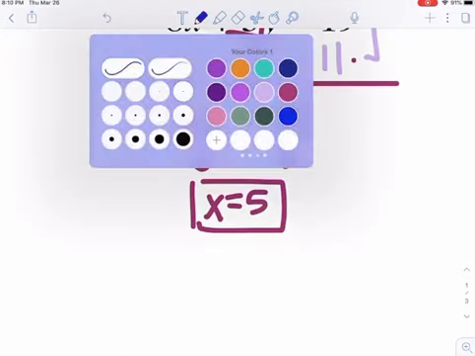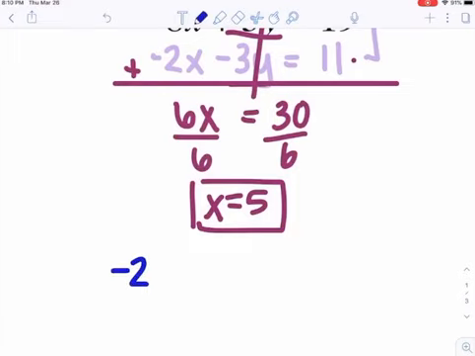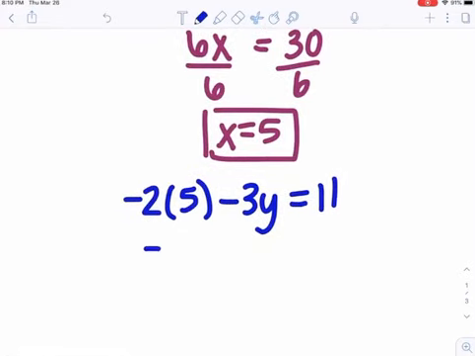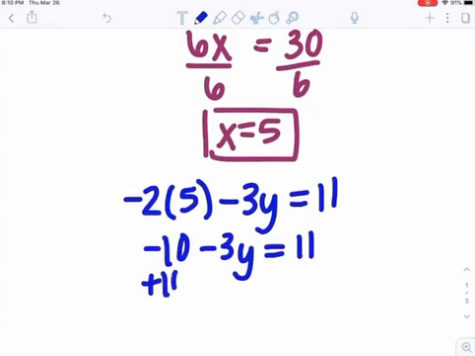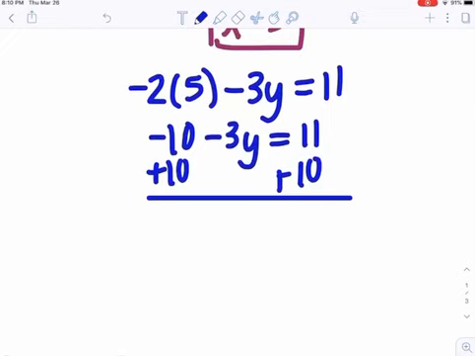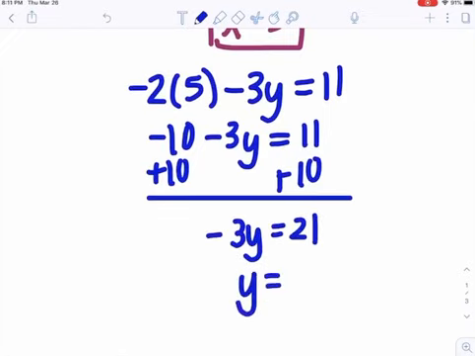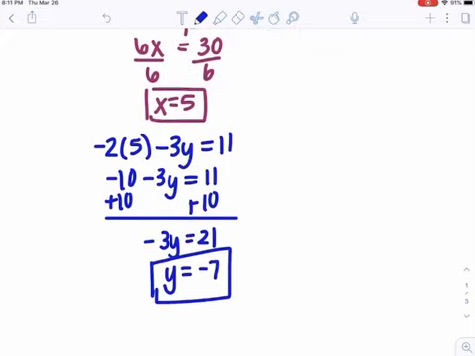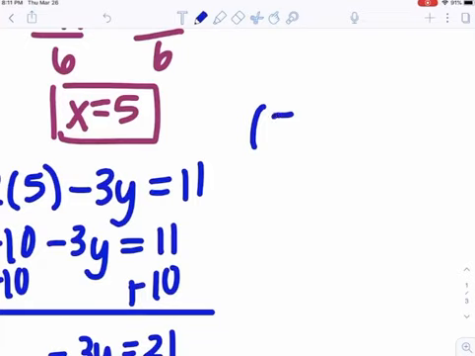Let me do it in a different color. So negative 2 instead of x, I'm going to put positive 5 minus 3y equals 11, and I'm going to solve. So negative 10, add 10 to both sides. So I get negative 3y equals 21, divide by negative 3, so y equals negative 7. So as an ordered pair, my final answer is (5, -7).